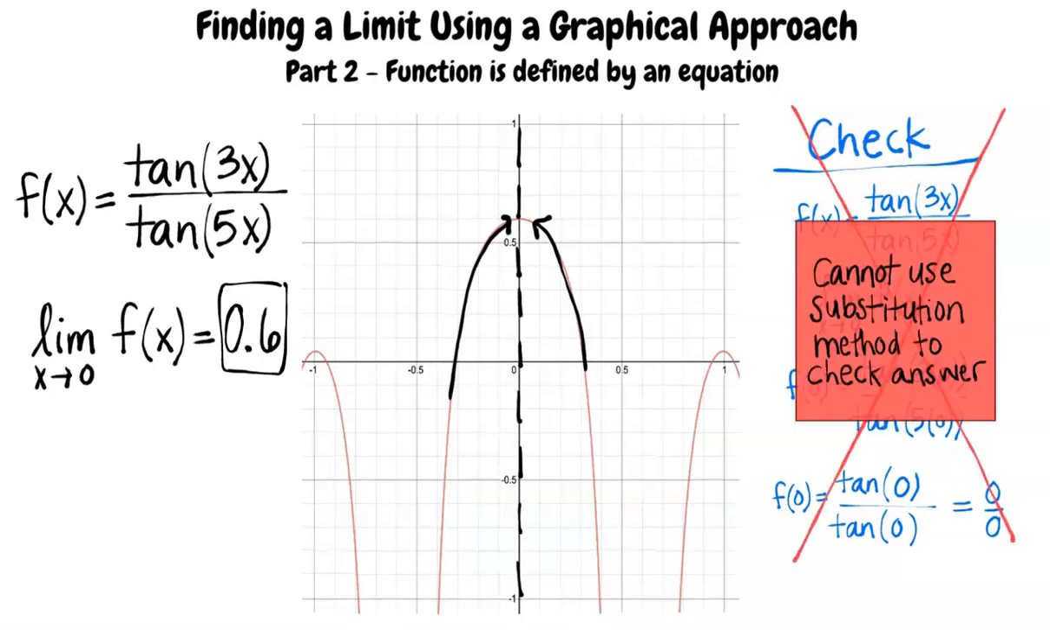You are correct. Like I mentioned earlier, the substitution method can only be used when the function is continuous and defined at the x value. In this case, the function is undefined at x equals 0 because of the division by 0. You will soon learn about methods that will allow the substitution method to work in these cases, but that will be covered later. For now, we will recognize that we cannot check our answer using the substitution method. Instead, we must rely on our graphical skills to determine the answer.